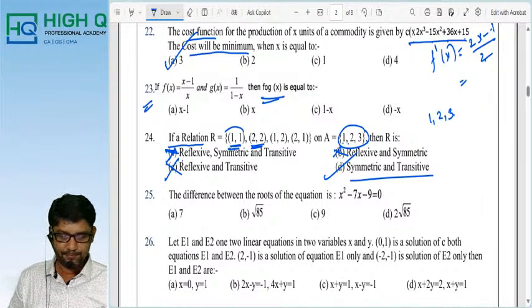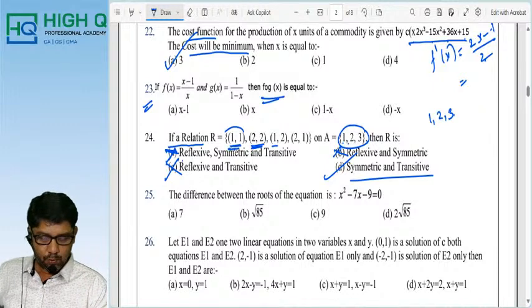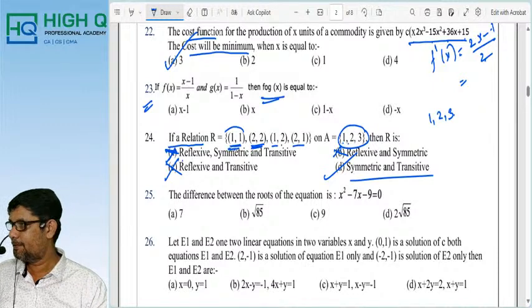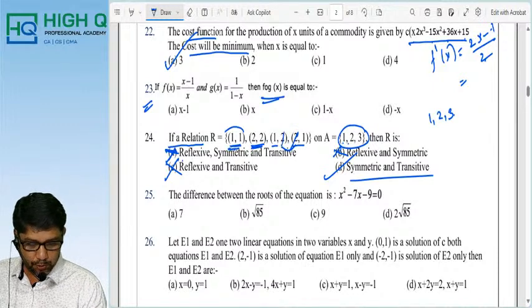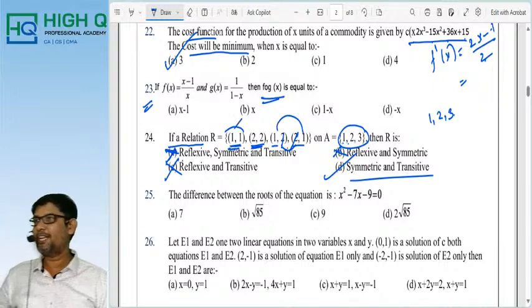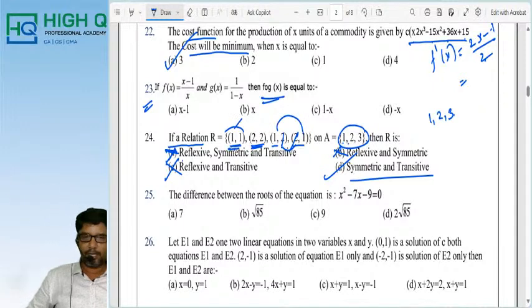Fine. For example, 1, 2, 2, 1, symmetric. 1, 2, 2, 1, 2, 2 cut, 1, 1. That is also there, therefore it is transitive. Okay, yes.